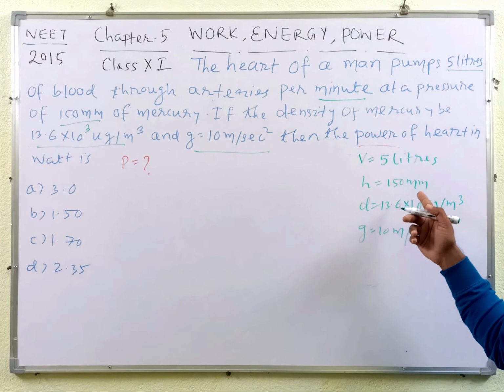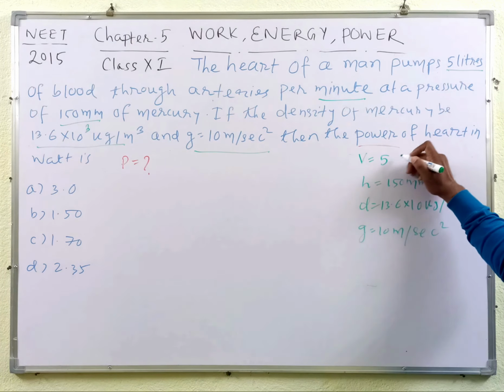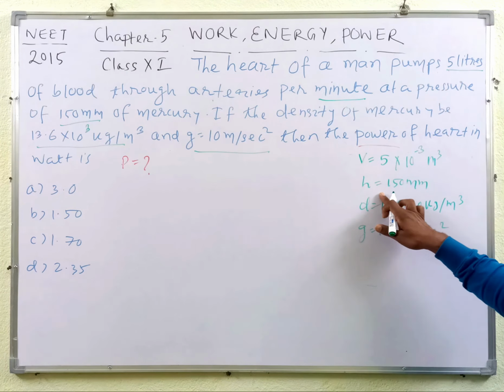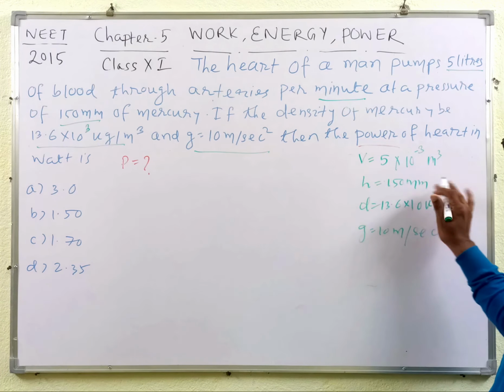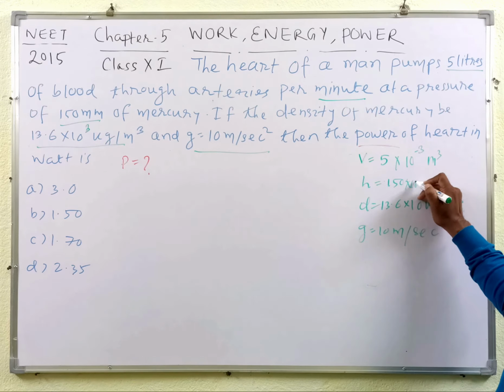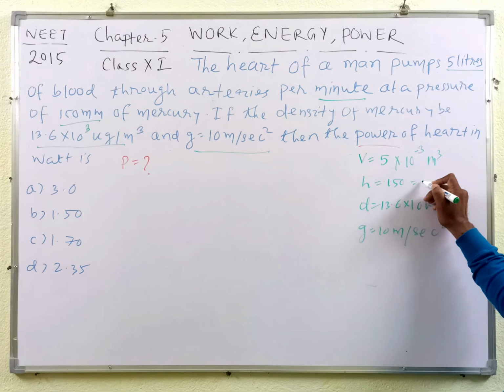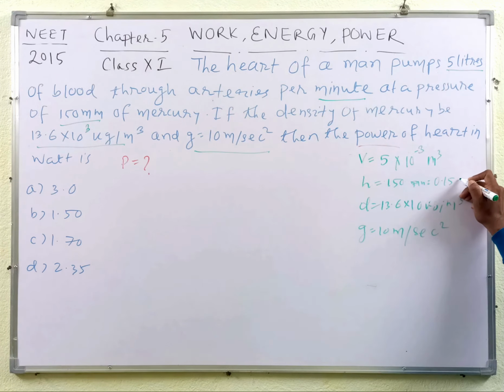We know 1 liter is equal to 10 to the power minus 3 meter cube. So we may write 5 liters as 5 into 10 to the power minus 3 meter cube. And height is 150 millimeter, so you may write here 150 into 10 to the power minus 3, or we may write this as 0.15 meter. Okay students, so we converted everything into SI units.